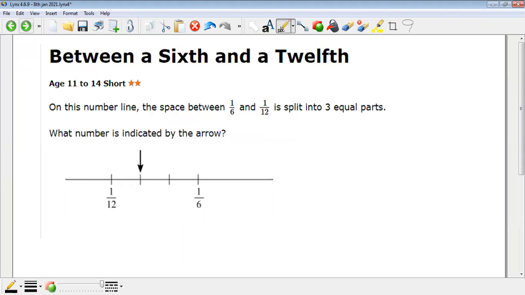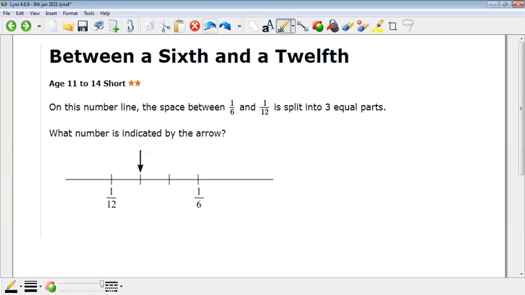The next one, between a 6th and a 12th. So on this number line, the space between a 6th and a 12th is split into 3 equal parts. What number is indicated by the arrow? Now, usually we do midway points where we can add them together and half it. But as you can see, there's actually 3 jumps here, so we can't use that strategy.